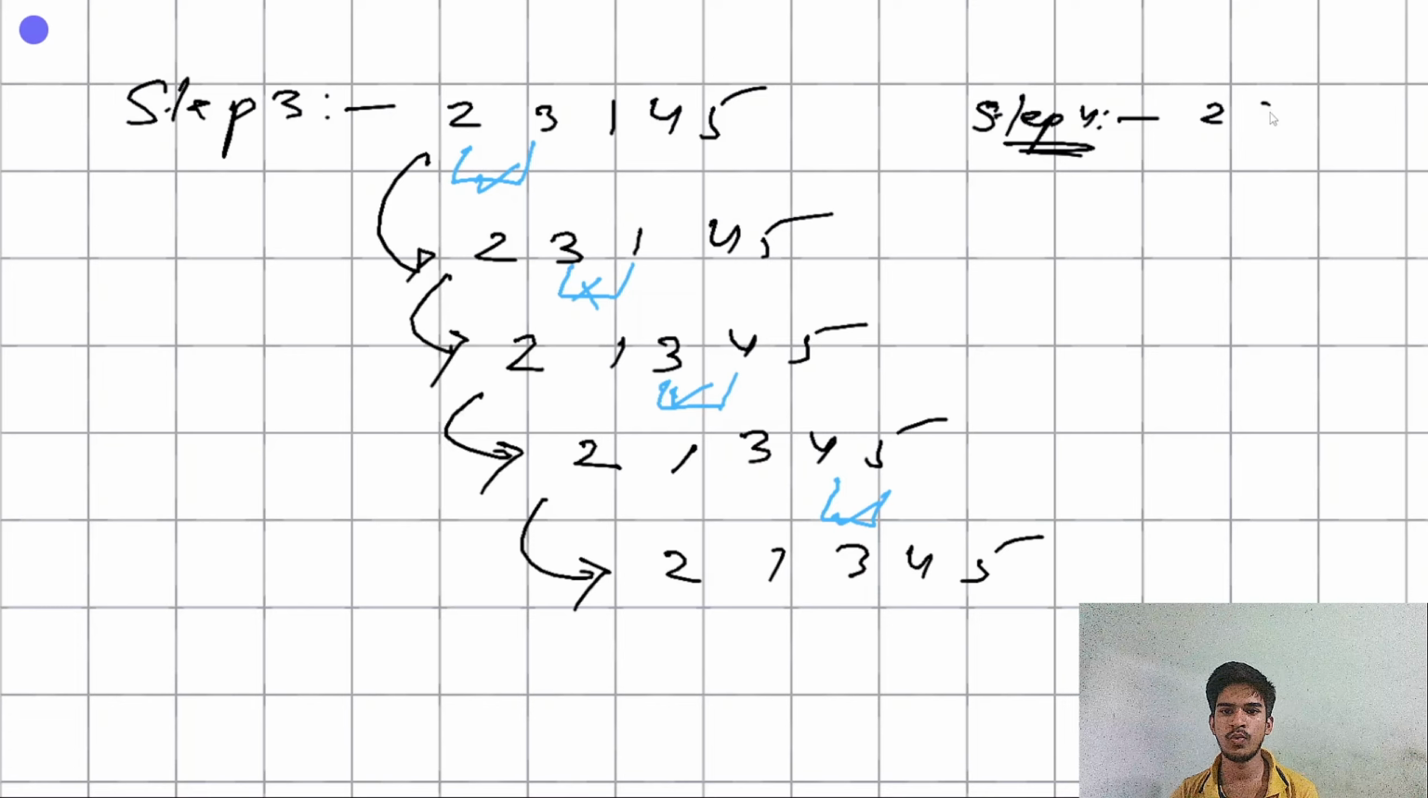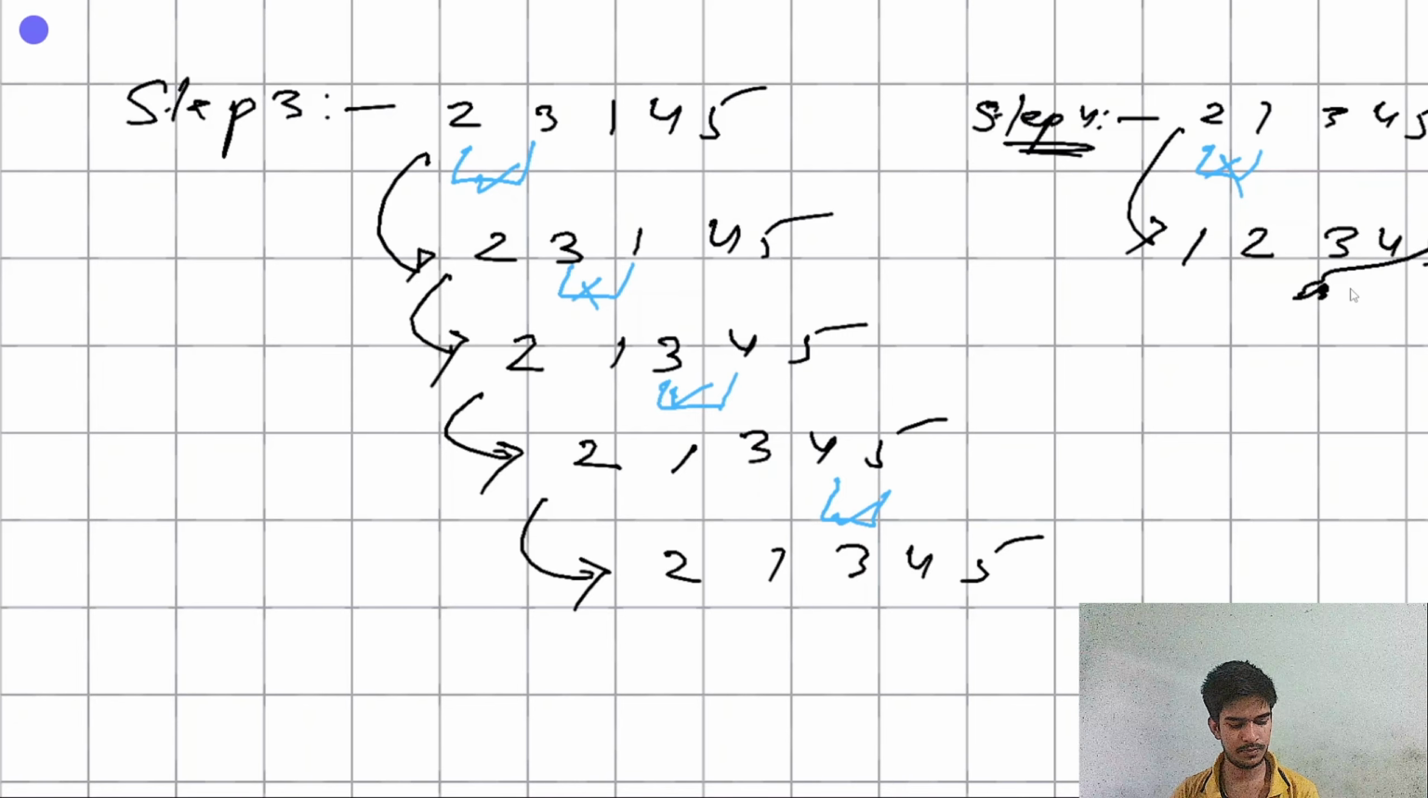It will be 2 1 3 4 and 5. So we'll check the first two elements. Is it sorted? No, it is not sorted. Basically, it is not in the correct order. So it will be 1 2 3 4 and 5.